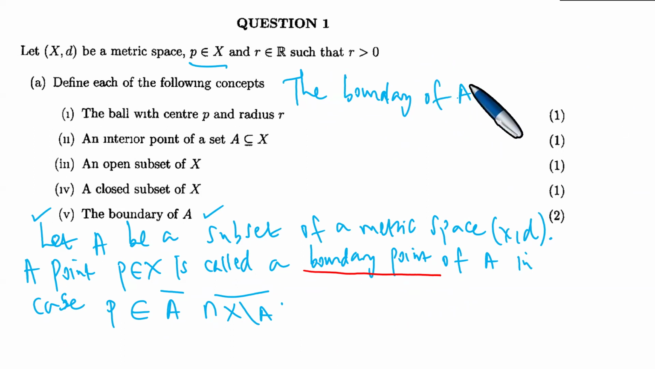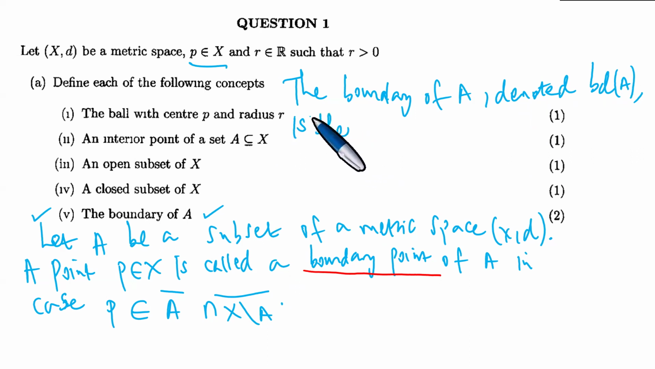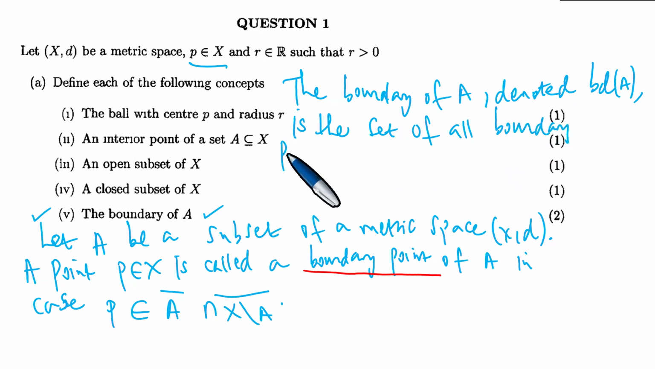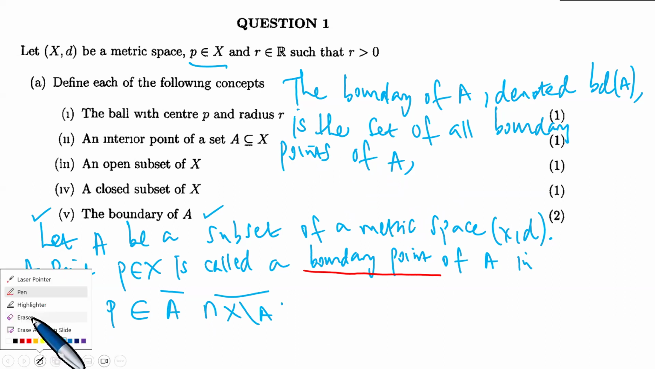The boundary of A, denoted, the boundary of A is the set of all boundary points, the set of all boundary points of A. Okay, the set of all boundary points of A, that's short. The set of all boundary points of A is the boundary of A.